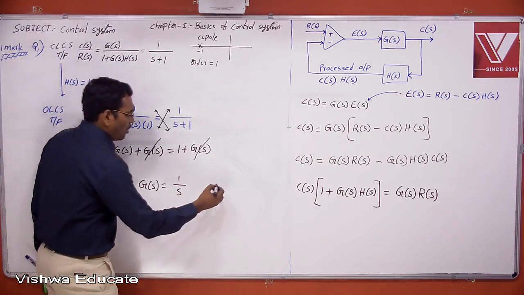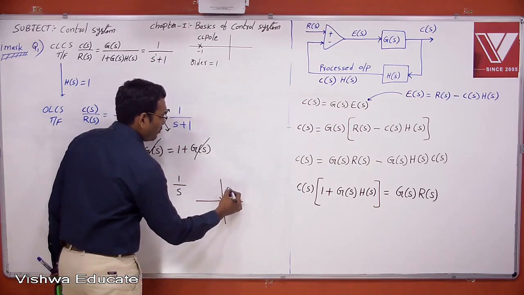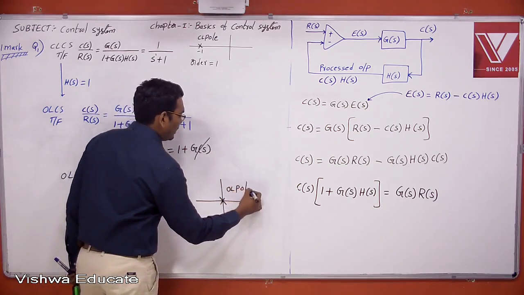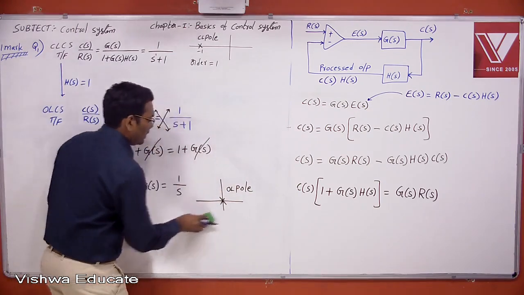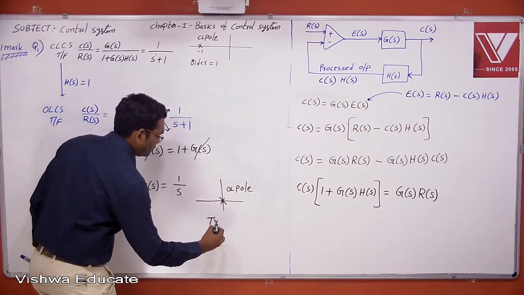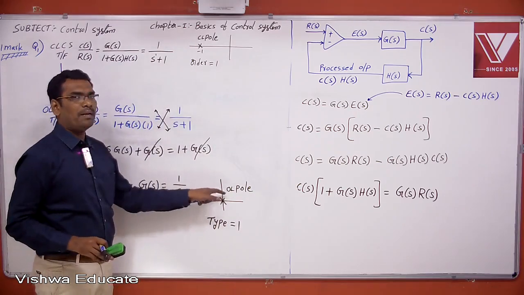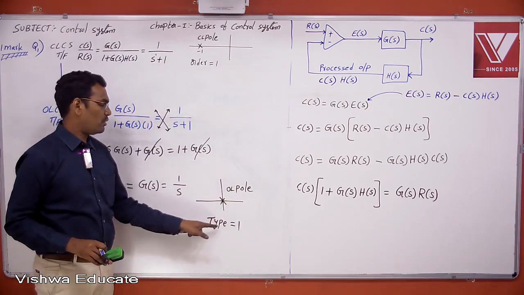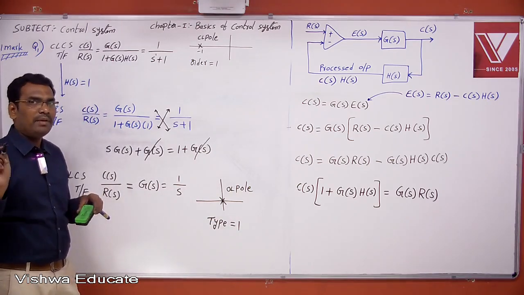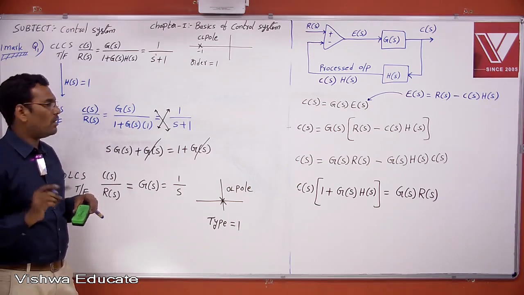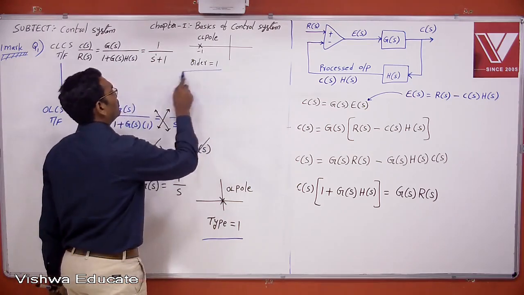Now you see how many open loop poles are at the origin. Only one open loop pole is available at the origin. Therefore, type is equal to 1. Therefore, whatever option you are choosing, type equal to 0, order equal to 1 is the wrong option. The correct option is type equal to 1, order equal to 1.